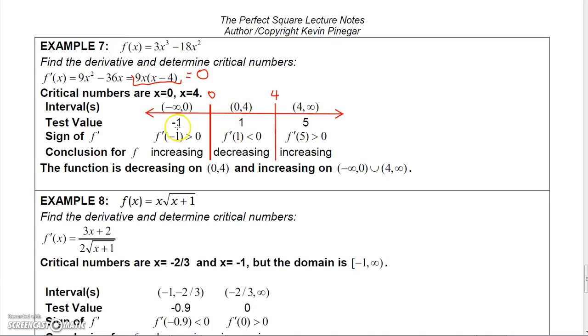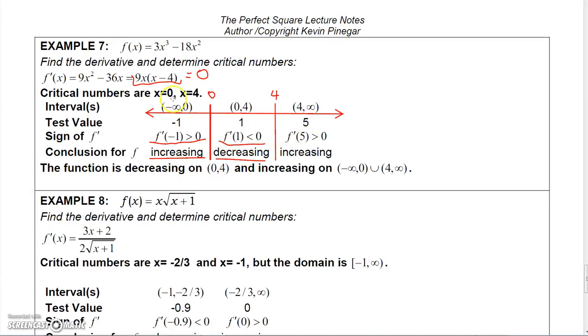Alright, so as long as the number's in the interval, that's the main thing. So if I plug -1 into this, I'm going to get a negative times a negative, which is positive. So since the derivative is positive, the function is increasing on this interval. If I plug 1 in here, I'm going to get a positive out here and a negative here, and positive times negative is negative, so the function must be decreasing from 0 to 4.